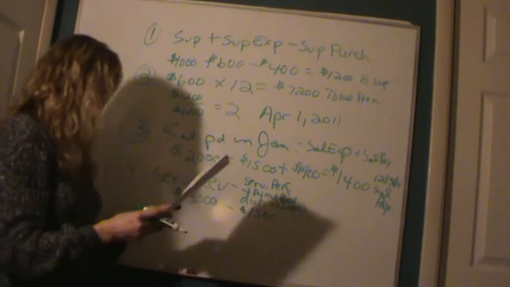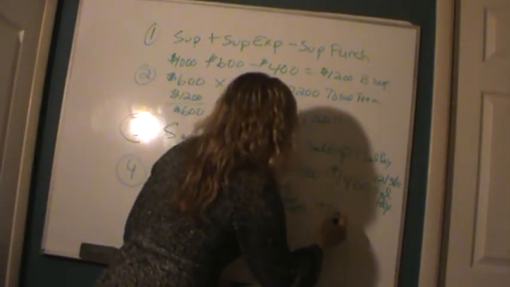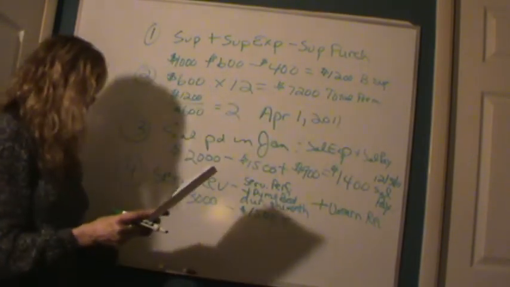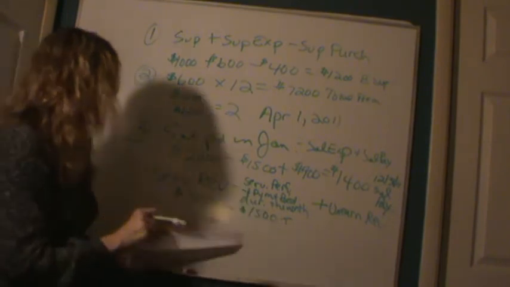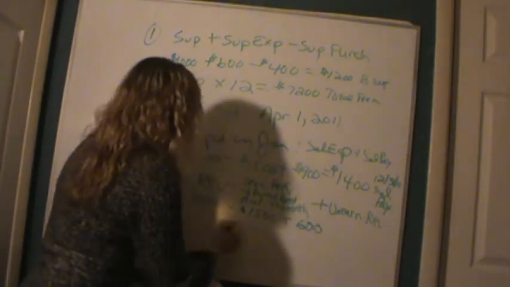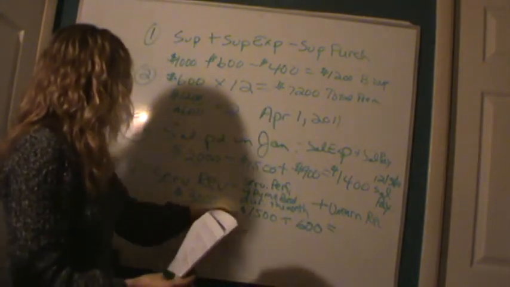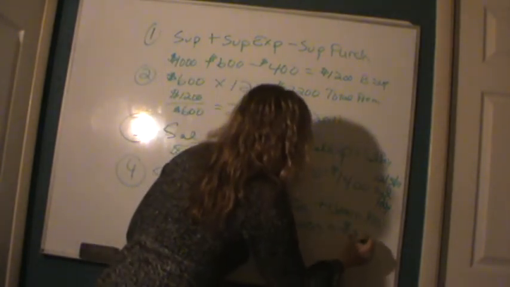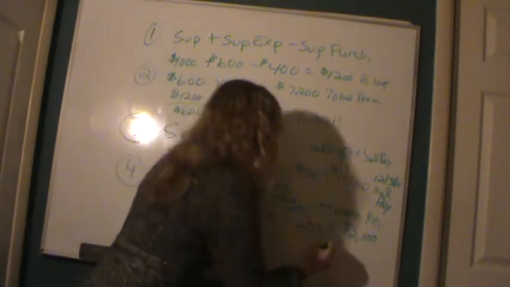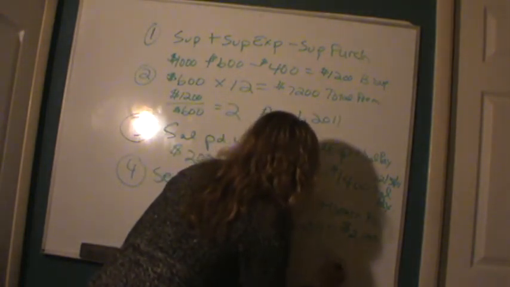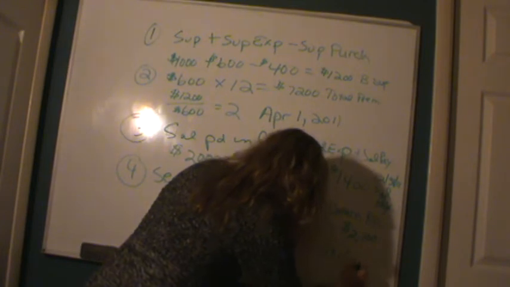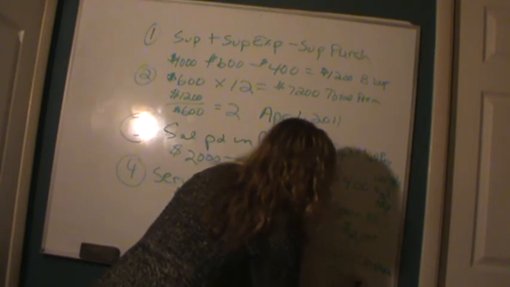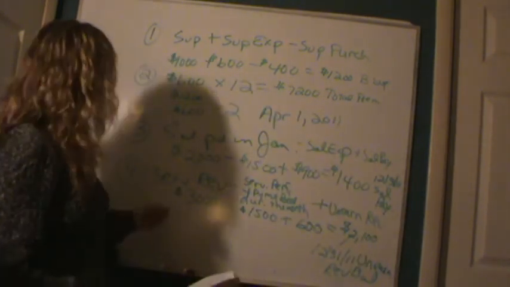We're going to subtract that. And then we need to add unearned revenue. Our unearned revenue amount, if you look again at the trial balance, is $600. So, 3,000 minus 1,500 plus 600 is 2,100. That is our 12/31/2011 unearned revenue balance.